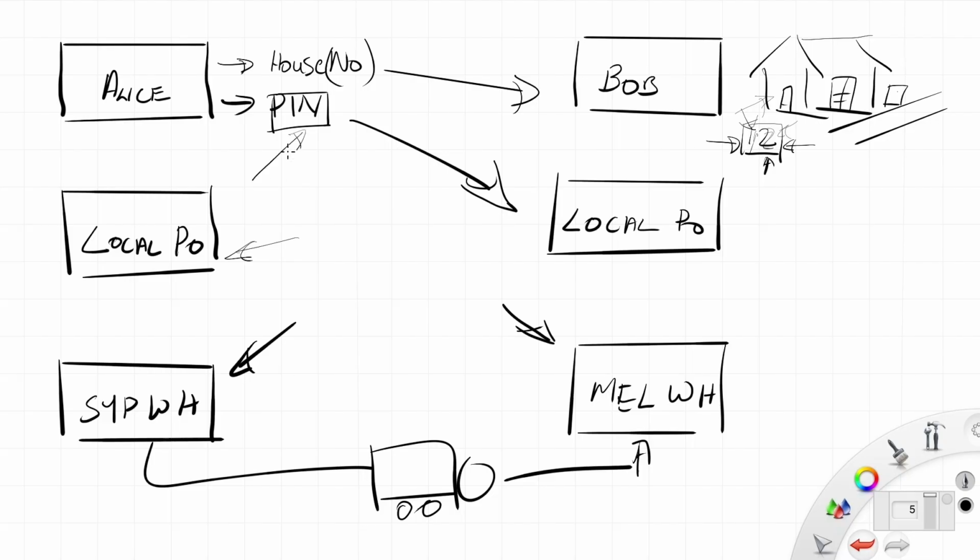Same with pin code. Pin code could be unique in a particular, say, country. The same pin code can be in a different country. Could mean a totally different place.